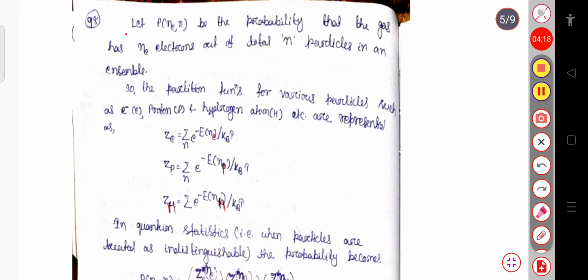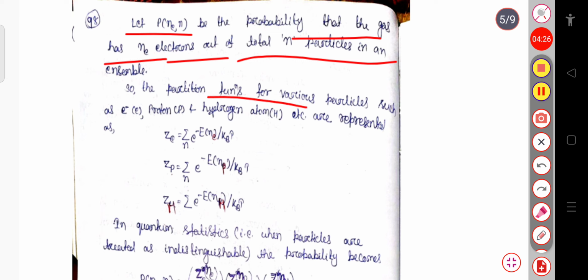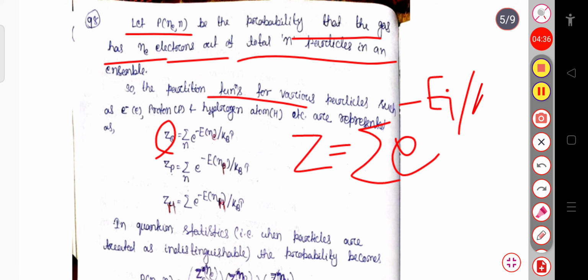Let P be the probability that the gas has any electrons out of the total n particles in an ensemble. So, the partition function for the electron will be Z equal to sum over exponential minus Ei by kT. Similarly you can write for the electron, this will be exponential minus E of Ne divided by kT. For Zp, this will be sum over e power minus E of Np divided by kT, and for Zh for hydrogen, Zh equal to sum over exponential minus E of Nh divided by kT.